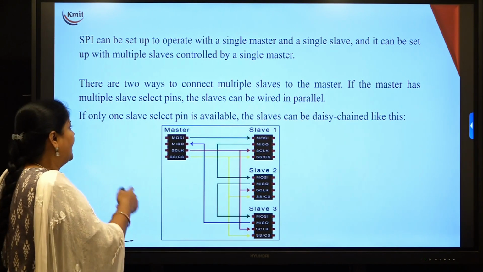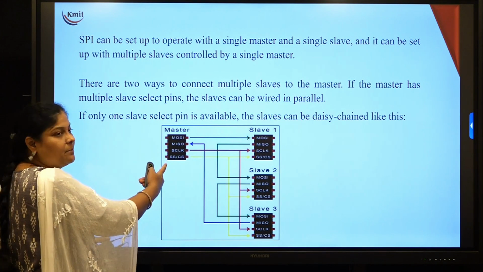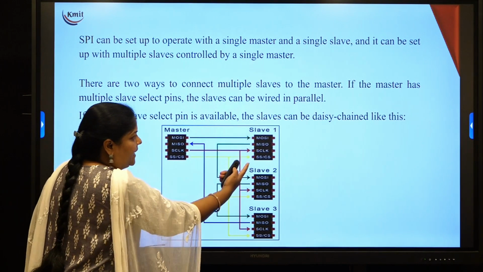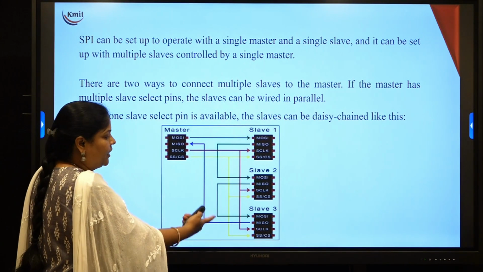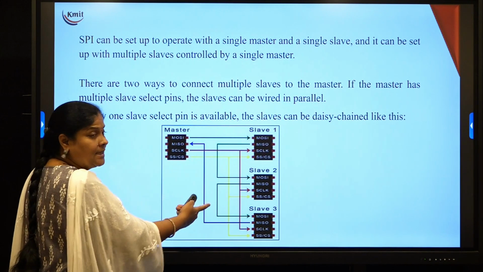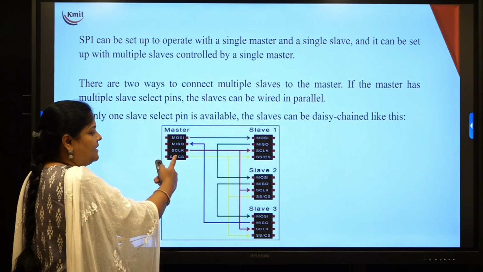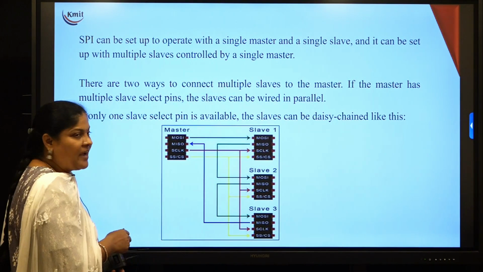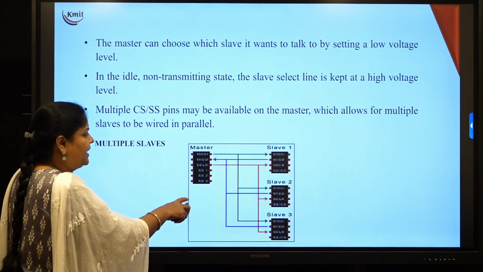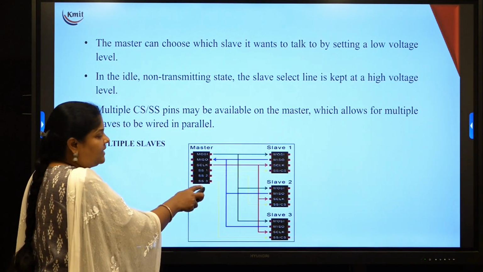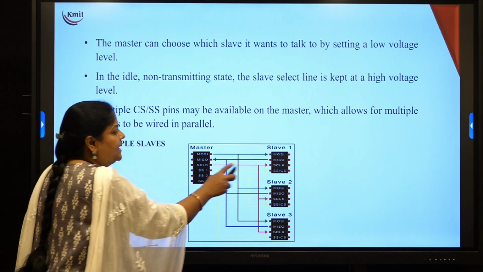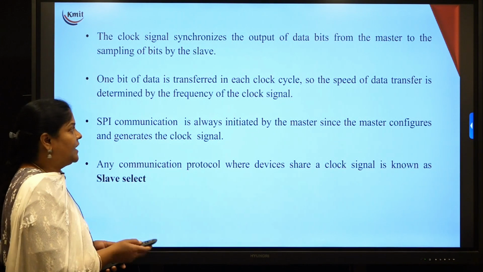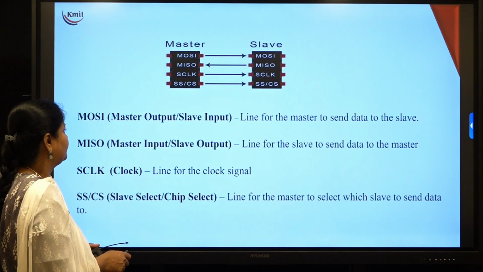This is one thing. And if the master has only one slave select pin, then the slaves can be arranged in a daisy chain pattern, as in the diagram you are seeing. So if the master has only one slave select pin, all the slaves are aligned in a daisy chained fashion. If you see the previous one, there you have multiple slave select pins for one master, so it can communicate with multiple slaves. So these are the two different ways you can communicate the data.